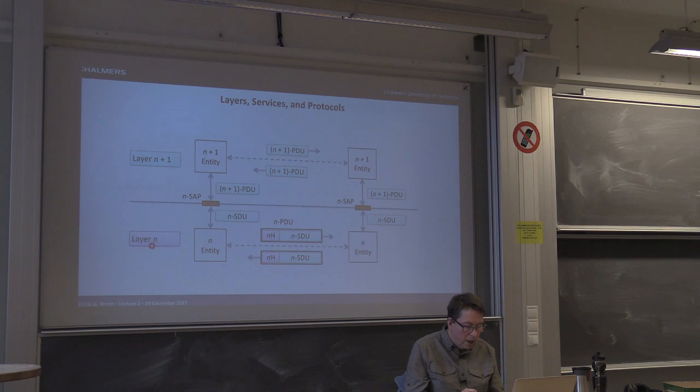Okay, so layer n entity communicates with layer n entity on the other side, exchanging layer n PDUs. A layer n PDU consists of header information, layer n header information, and a service data unit, layer n service data unit. This layer n service data unit is exactly the protocol data unit from the layer above. So this message is fed down here, changes name to service data unit. It's put into the protocol data unit together with some header, and it's transmitted here.